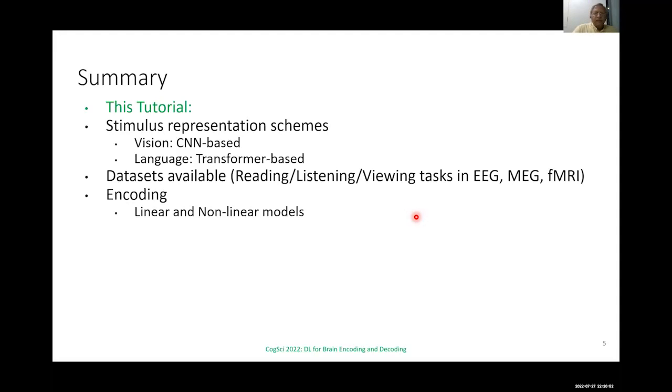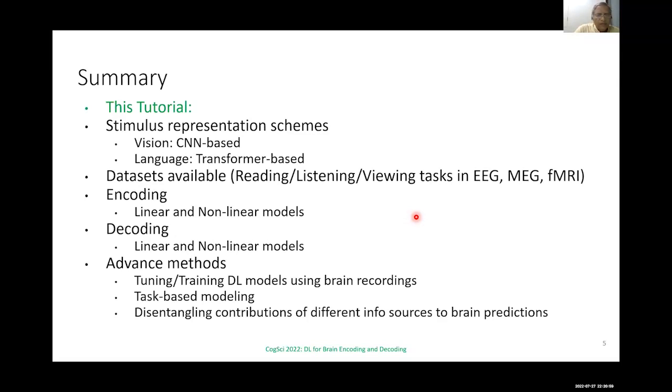And we looked at both linear and nonlinear encoding and decoding models, and also some of the advanced methods that Mariya just talked about in the previous section, covering a variety of approaches, and emphasizing how DL models could be tuned using brain recordings, right? I mean, here you are using information from fMRI actually to tune your DL model, right? And task-based models, and this is a frontier, disentangling contributions from different information sources that actually participate in evoking brain response. It's an interesting frontier area that she gave a glimpse of in recent work.